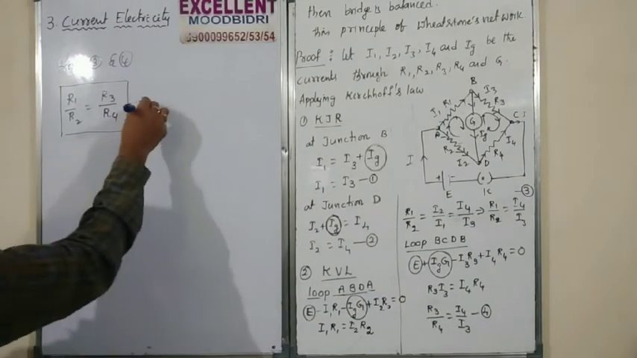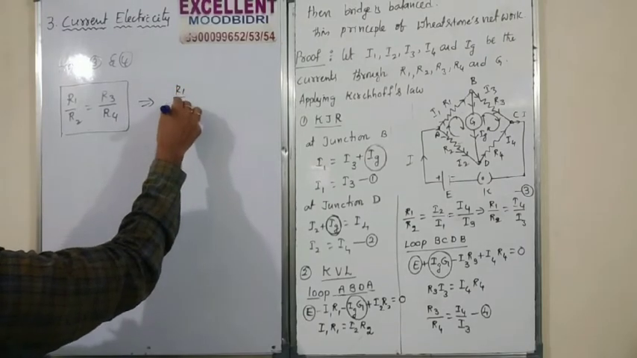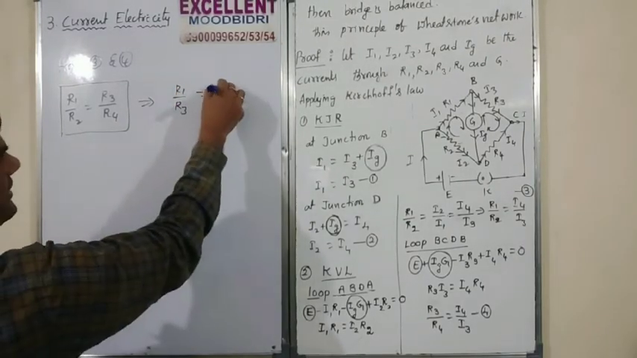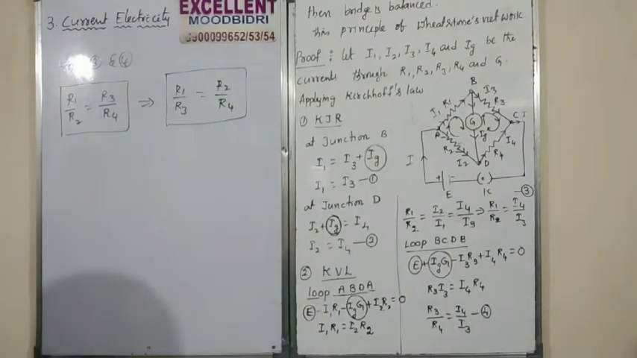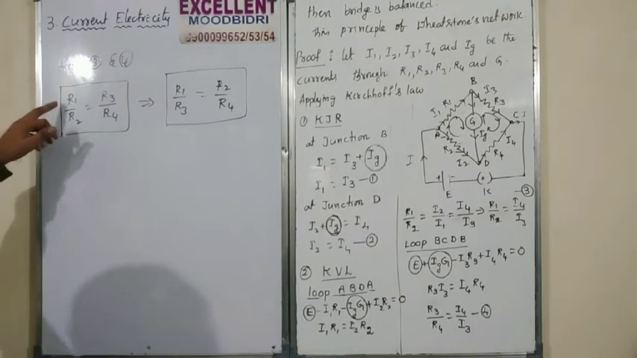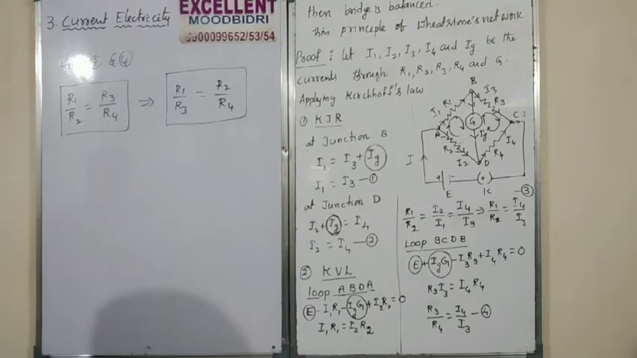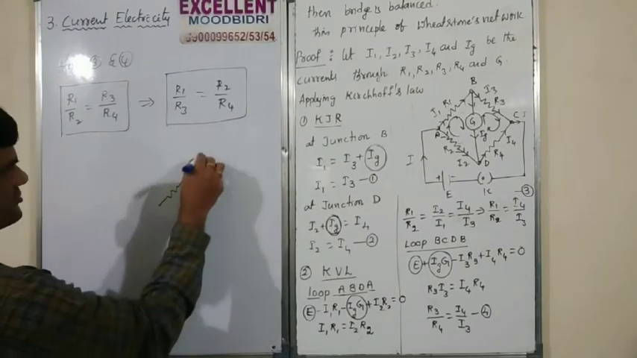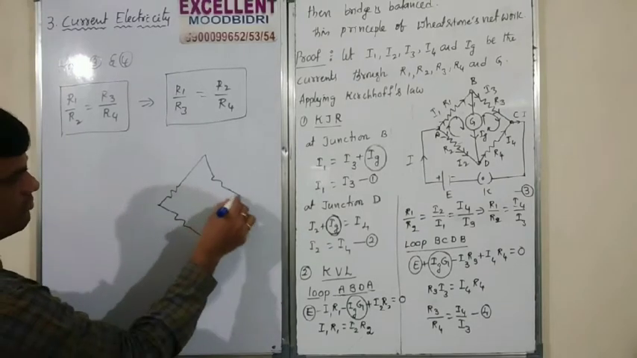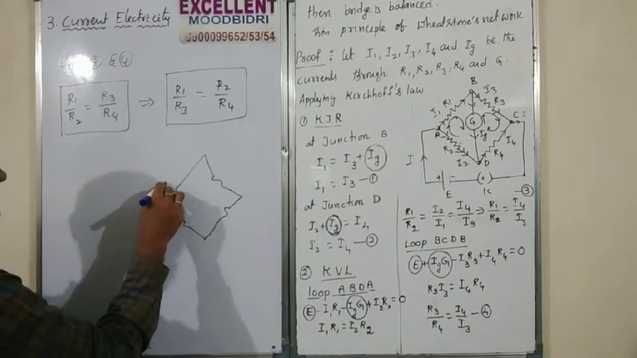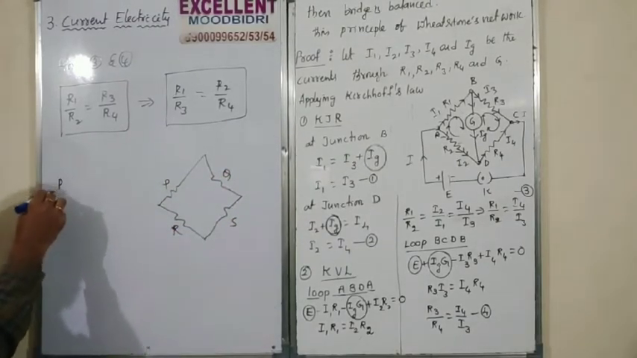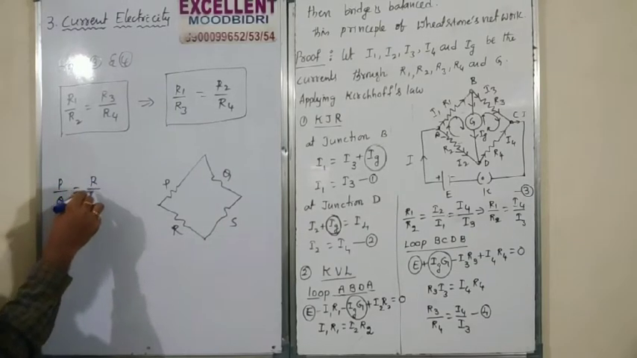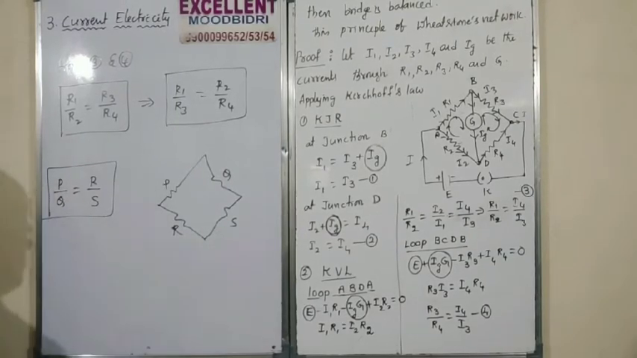Or else R1 by R3 is equal to R2 by R4. Any questions, no problem. R1 by R3 is equal to R2 by R4, or else R1 by R2 is equal to R3 by R4. In some derivations, we consider it as P by Q, P and Q like that. This is the P, this is the Q, this is the R, this is the S. Therefore, what will come here? P by Q is equal to R by S. This form is also correct.